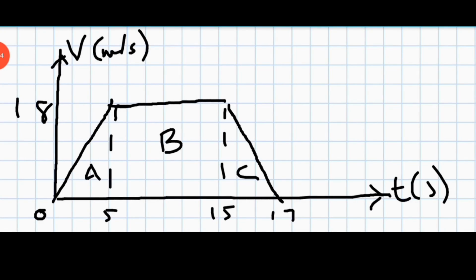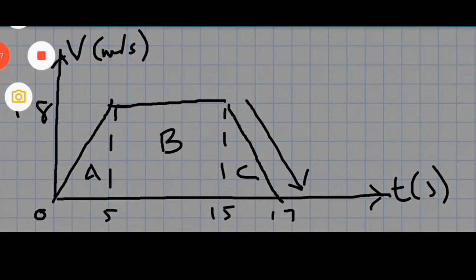The question also asked us to get the retardation of the car. And to obtain retardation of the car, we shall consider portion C. And that is going to be the change in velocity over change in time. But in this case, the final velocity is going to be 0, while the initial velocity will be 18, since the body was coming from motion to rest, that is from 18 meters per second to 0 meters per second.